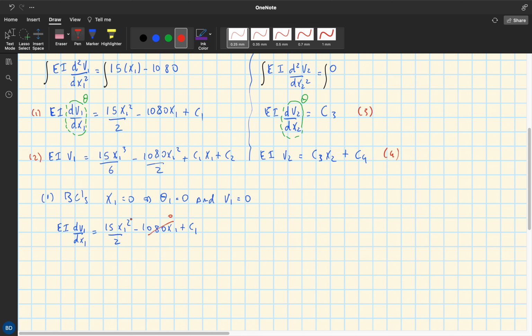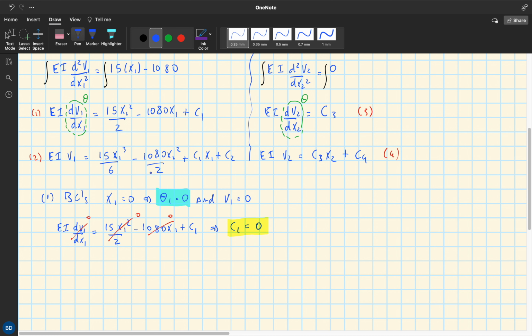If you make x1 0 here, it goes to 0, and the rotation is 0, so everything goes to 0, and therefore we find that our c1 is equal to 0. So we have our first constant found. For this one, we used the first boundary condition, which is theta 1 equal to 0, meaning that I made this term go to 0.